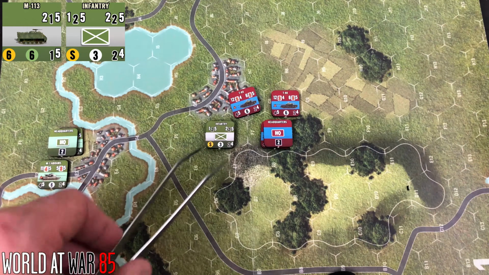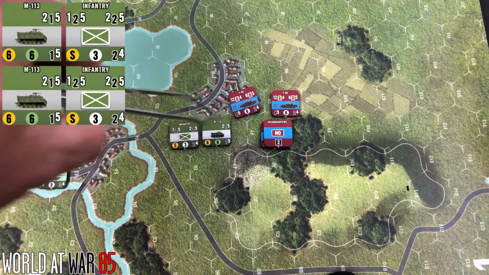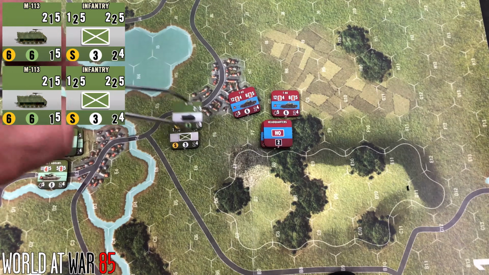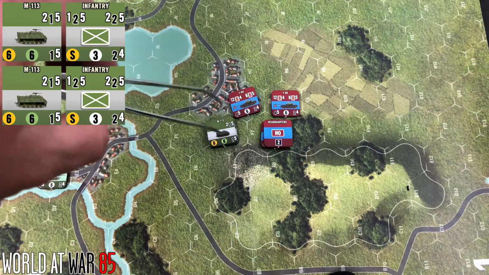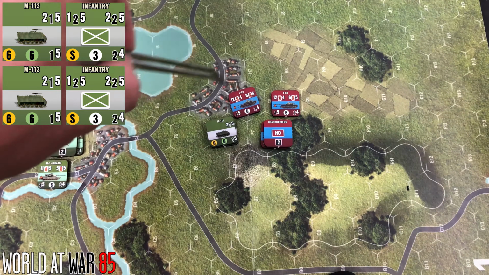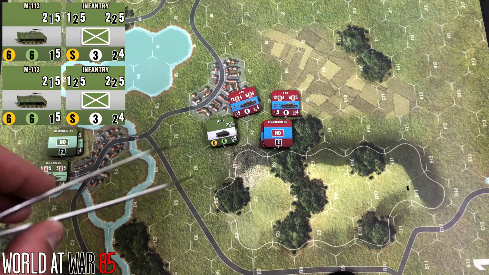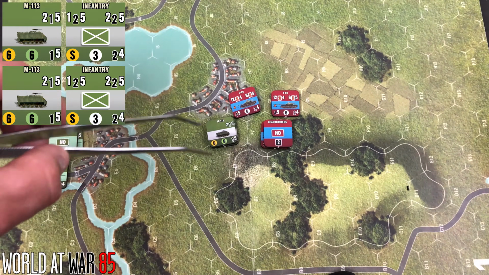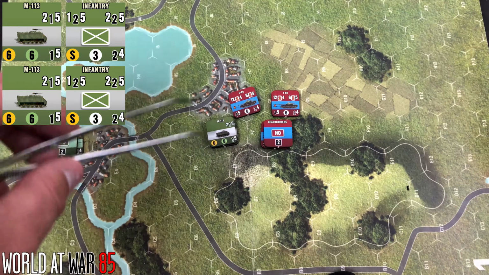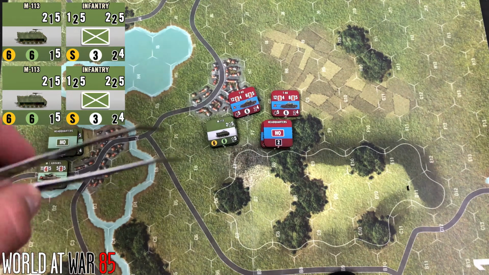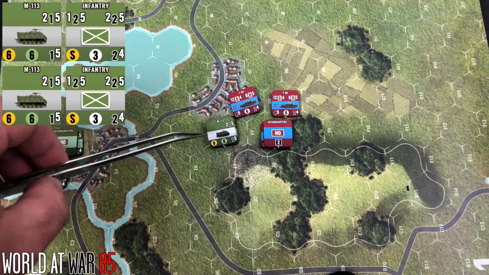Something else you can do as a transport is, let's say we have double the transport and double the passengers. So we have two M113s and two passengers. They could move both together while they are stacked together and then unload both of their passengers into the same enemy controlled hex to perform an assault. So there would be two infantry units performing the assault in that case, but again, they would both be subjectable to opportunity fire.